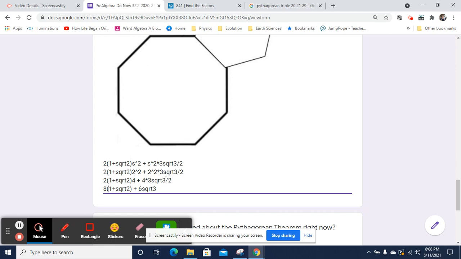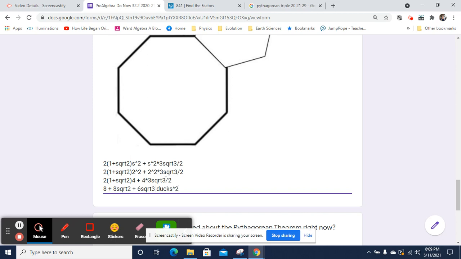Over here, I need to distribute the 8. So 8 times 1 will be 8. And 8 times the square root of 2 will be 8 times the square root of 2. And I drop my parentheses here. And I've got 8 plus 8 square root of 2 plus 6 square root of 3. And that actually is going to be the area of this combination of a hexagon and an octagon. Of course, it's going to be ducts squared, or square ducts.